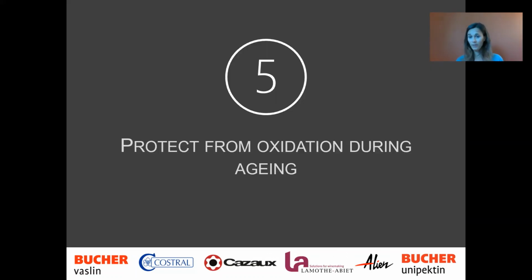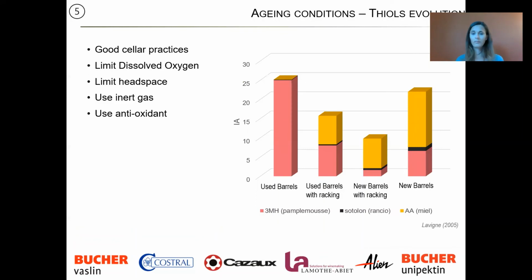The last point is really about protecting your aromas from oxidation during aging and at bottling, to make sure we maintain a good shelf life. Obviously, good cellar practices are very important. We saw that thiolic compounds are sensitive to oxidation, so managing dissolved oxygen is essential. Limit the headspace, use inert gas, and also use antioxidants.